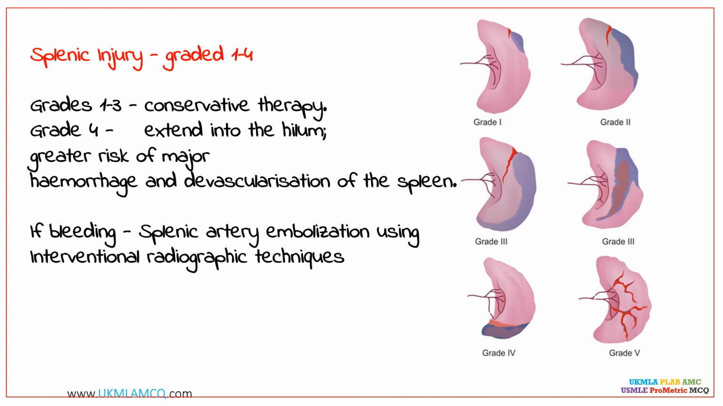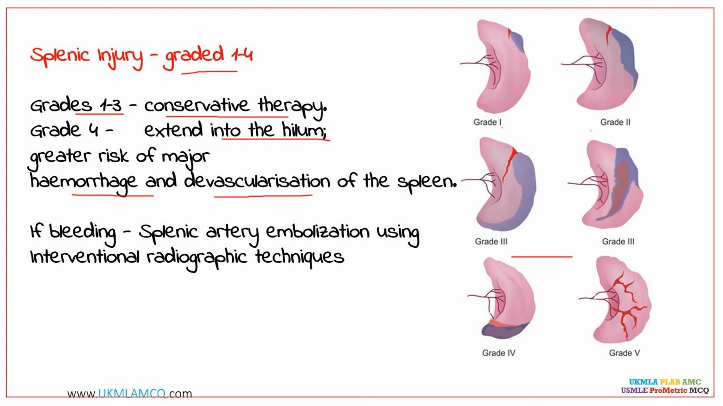Here is a small illustration of splenic injury. It is graded 1 to 4 according to the extent of the capsule laceration and involvement of the hilum. Grades 1 to 3 are widely considered to be suitable for conservative therapy. So here is 1, 2 and 3. Grade 4 injuries extend into the hilum. As such, they are at a greater risk of major hemorrhage and devascularization of the spleen.